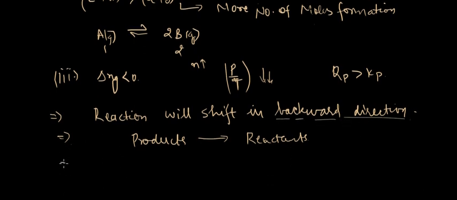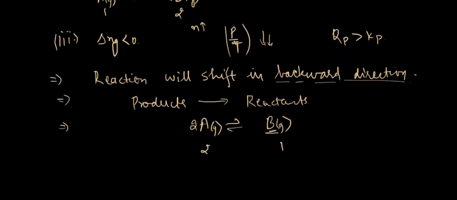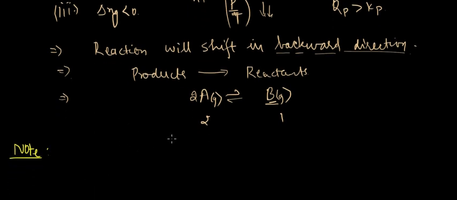So what will happen now is, if this is the reaction we are talking about, from B the gaseous product A formation will take place as the reaction is shifting in the backward direction and delta Ng is negative. This implies the stoichiometric coefficients of reactants are more than those of products. Hence, if 1 mole of B goes backward to form 2 moles of A, again more moles will form. So in a note, concluding from both cases, whenever we add inert gas at constant pressure, equilibrium shifts towards more number of moles.